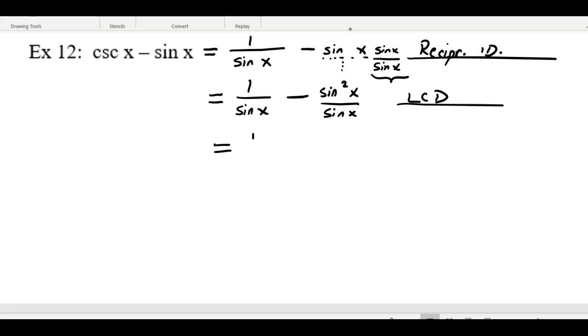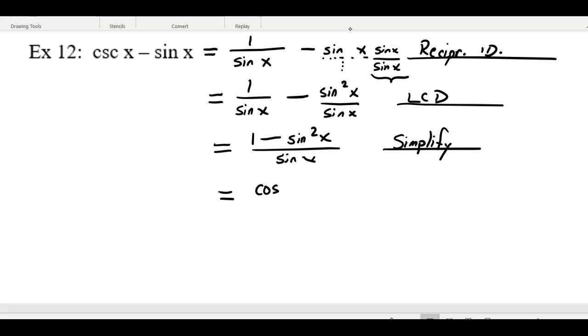Now I can actually subtract the two fractions. All I've done is simplify. Okay, now do a little Pythagorean identity. 1 minus sine squared of x is cosine squared of x. Okay, so that is the Pythagorean identity.